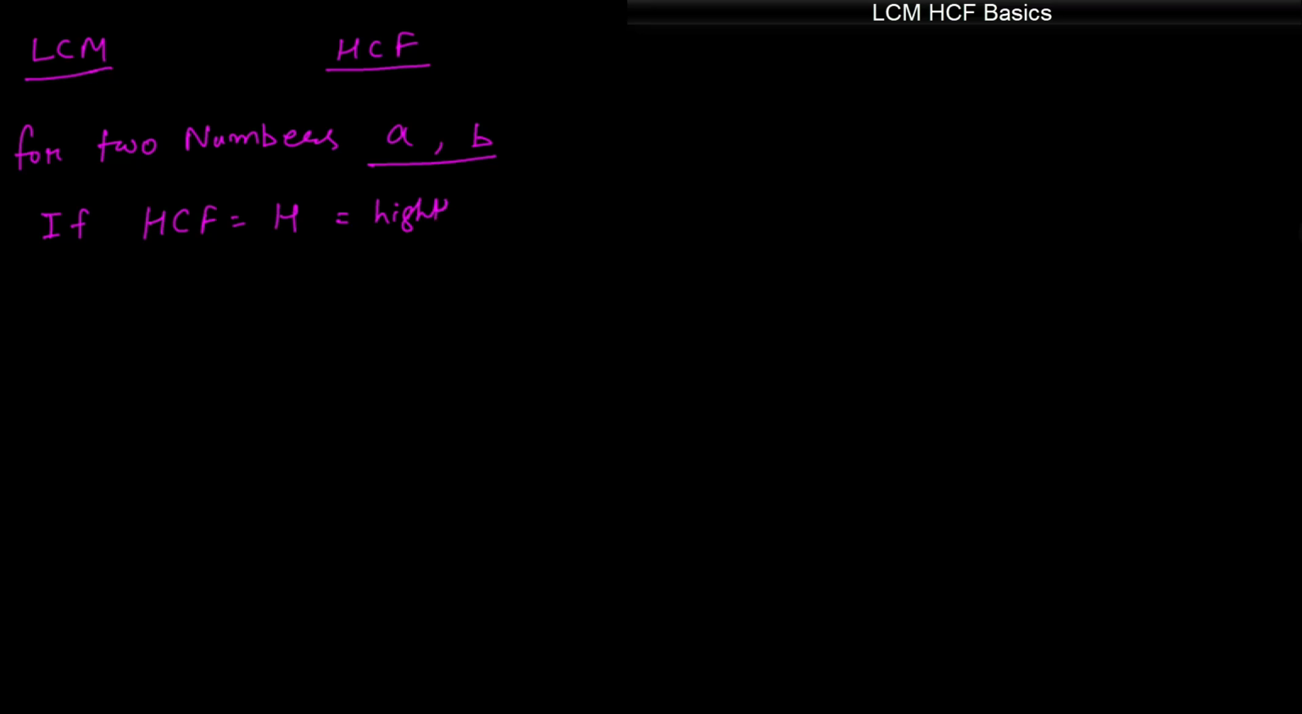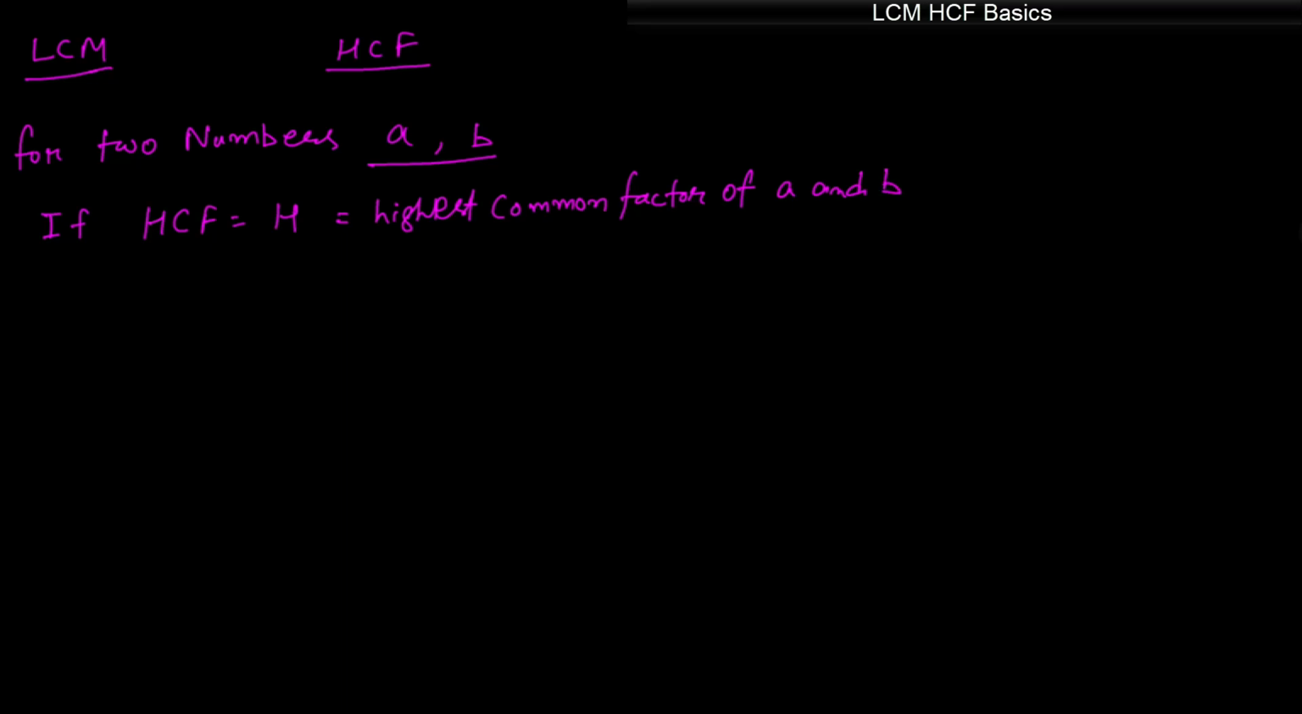Now we have LCM and HCF, very beautiful concepts. We all know how to calculate LCM and HCF. I'll talk about some theoretical aspects. If there are two numbers, A and B, and I give you the information that HCF is equal to H, what does it mean? It means that H is the highest common factor of A and B. This is what it means.